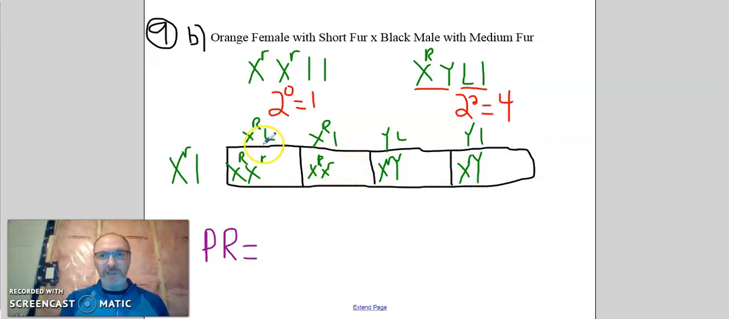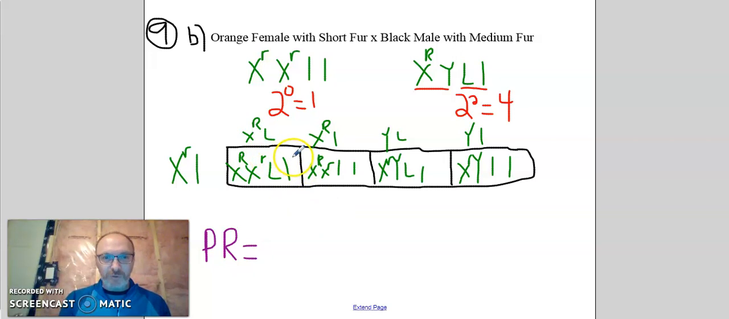Now we can do the fur length. So we've got a big L with a little l, two little l's here, a big L with a little l, and two little l's there as well. So you're asking the question, what do these organisms actually look like? Okay. I'm not going to write it out just because sometimes this writing can be a little bit messy, and my time is running short here on my screencast.